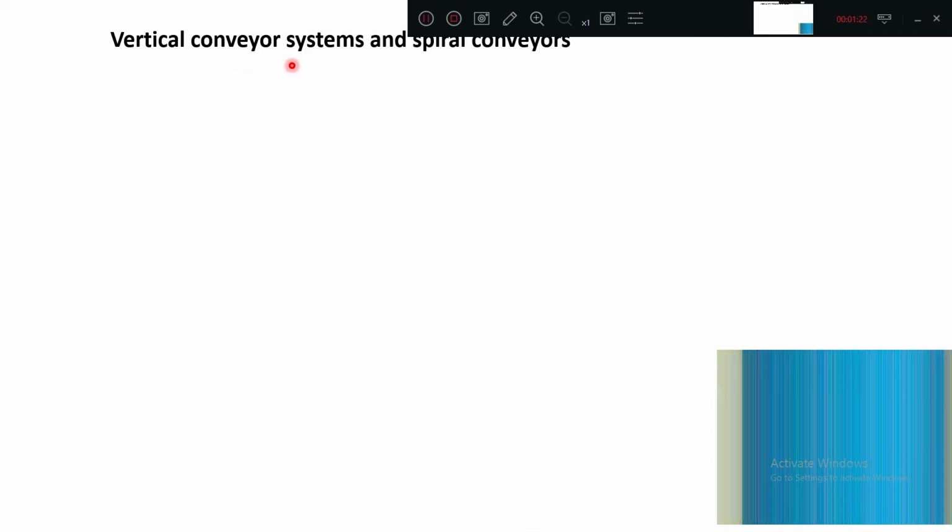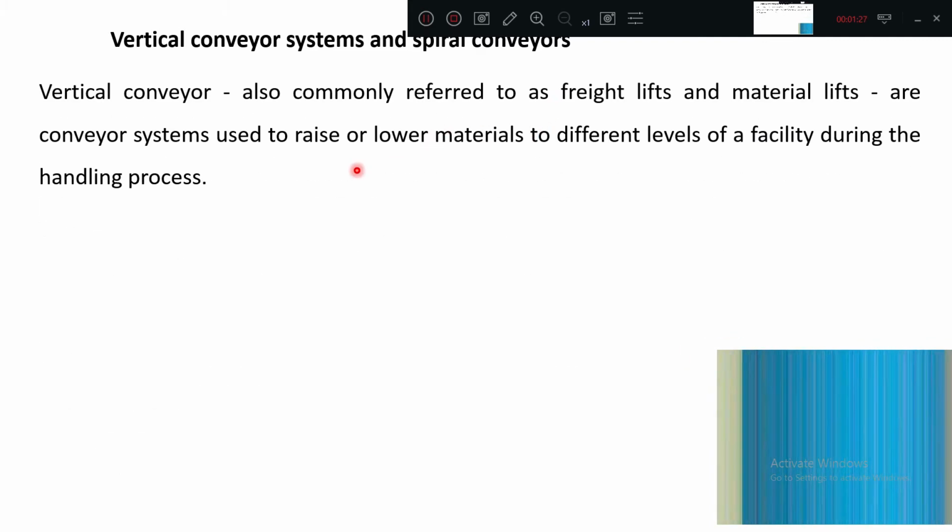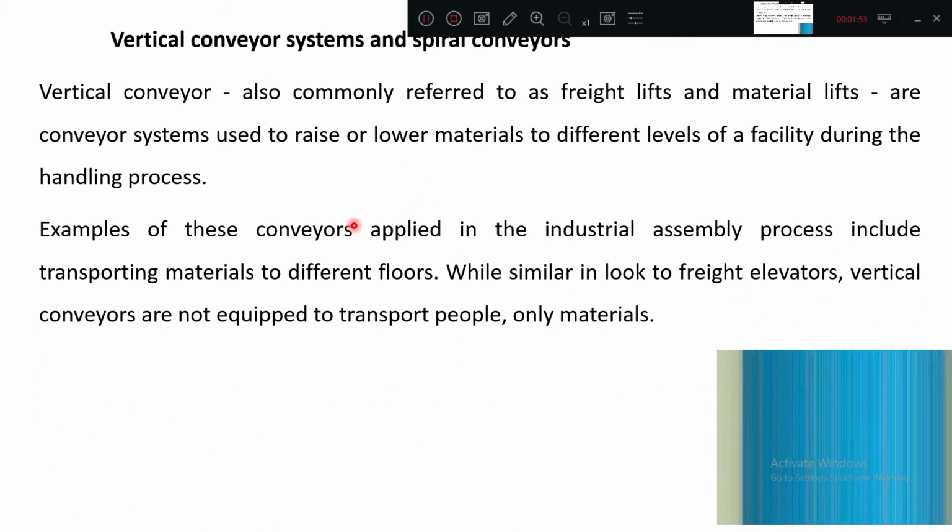Now, the vertical conveyor system or spiral conveyor system. What is happening here? The movement of material here is in the vertical direction. Okay. So the vertical conveyor, also commonly referred to as a freight lift, vertical movement, or material lift, are conveyor systems used to raise or lower materials from one level to another level. So between two different levels of a facility, during the handling process, it is used.